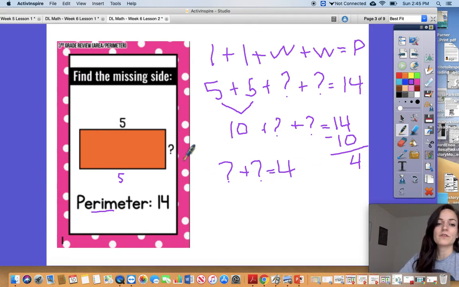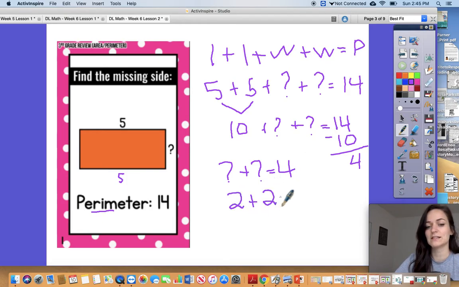If this side plus this side equals 4, remember also that in a rectangle, the opposite sides are always the same length. So this and this have to be the exact same number. What number can I add twice to get 4? 2, right? I couldn't have picked 3 and 1, even though 3 plus 1 is 4, because both sides have to be the same length. So 2 plus 2 equals 4. So this side is 2, and if this side's 2, then this side also has to be 2.